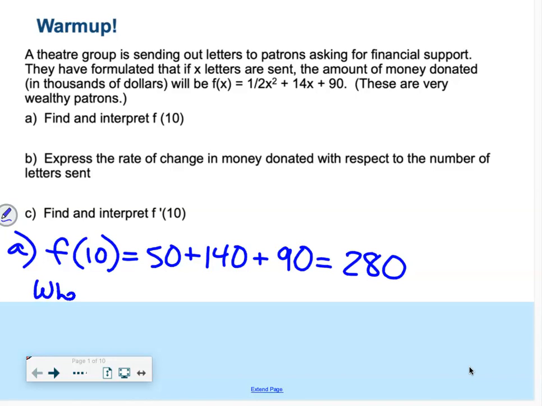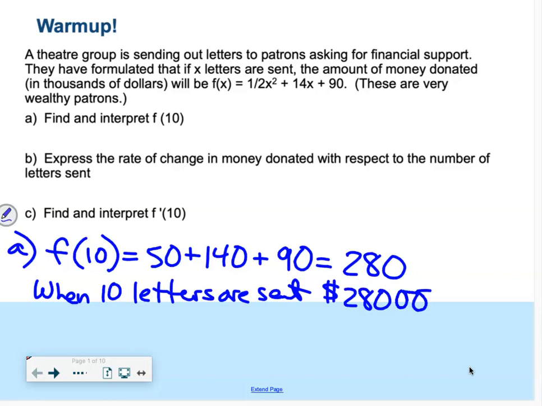So when 10 letters are sent, all right, the amount of money donated in thousands of dollars, so $280,000 will be donated. That's not bad for sending out 10 letters. I would send 10 letters in a heartbeat to get $280,000.